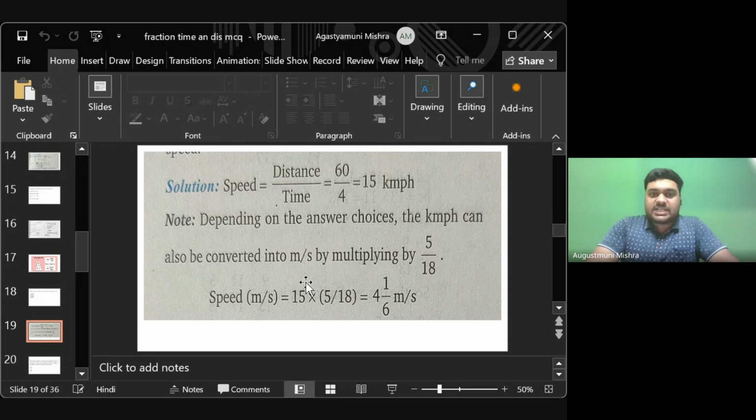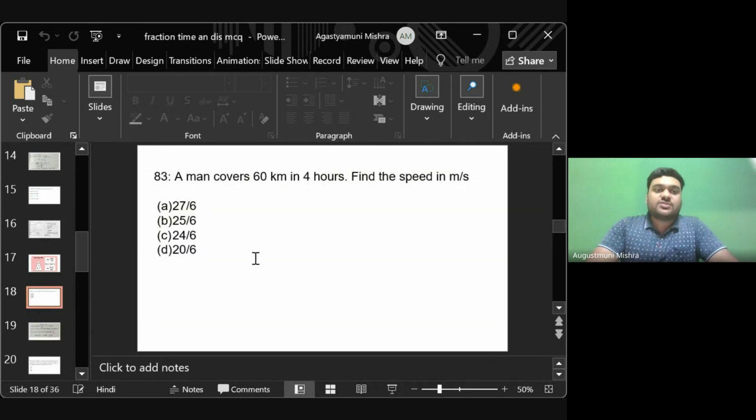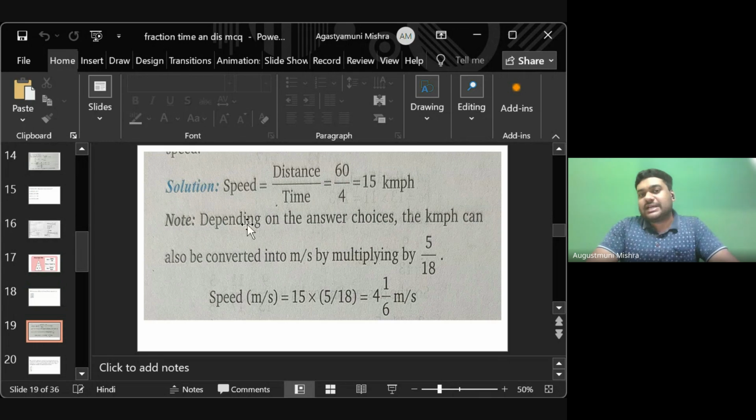Some of the participants said 6 fours are 24 plus 1, 25/6. So that is B. Option B is the correct answer. You have to convert this mixed fraction into the normal fraction, and then you will understand that the answer will be 25/6. I'm just changing the slide.